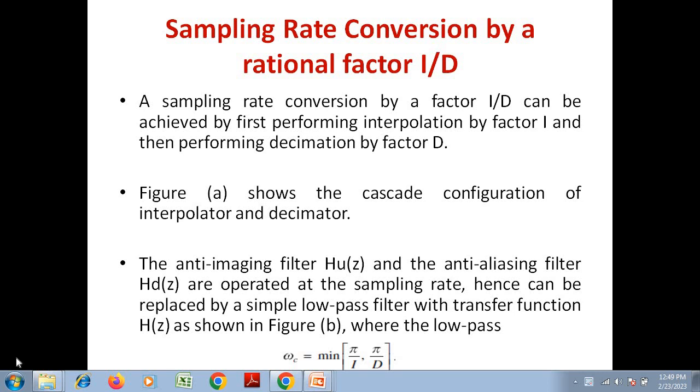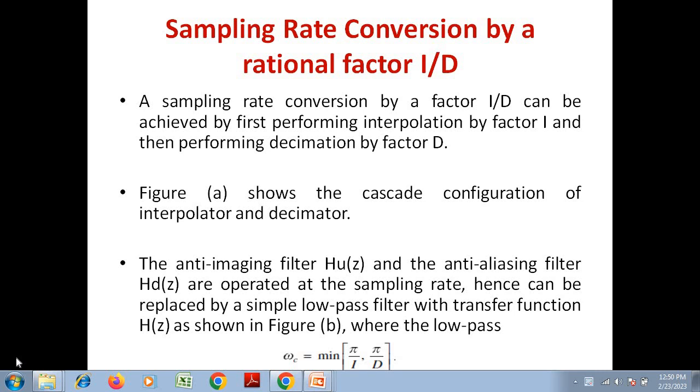Today we are going to discuss further topics with respect to downsampling and upsampling, and our focus will mainly be on how we are going to convert the sampling rate by a rational factor of I by d. We know upsampling, and we know how to upsample a particular signal by a factor of I, and we also know how to downsample the signal by a factor of d.